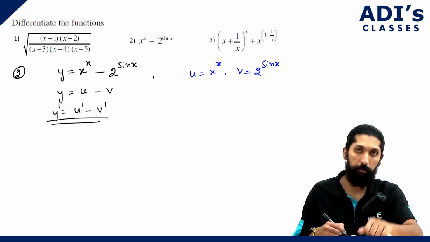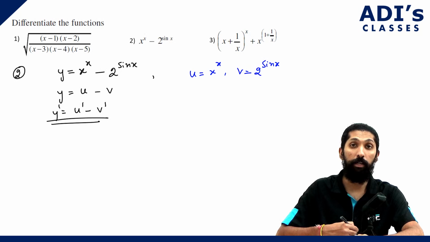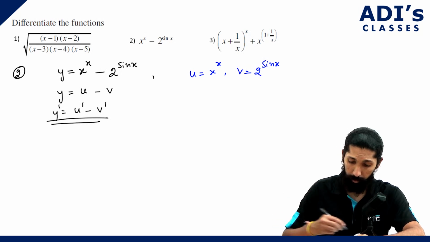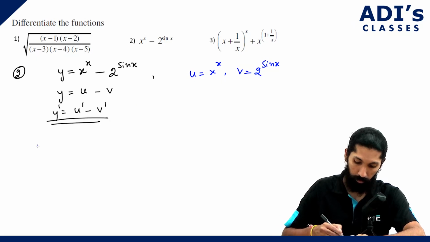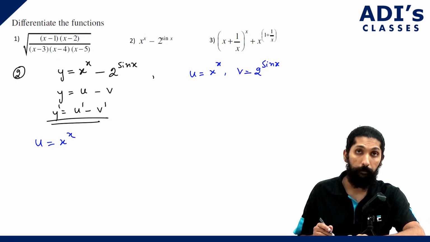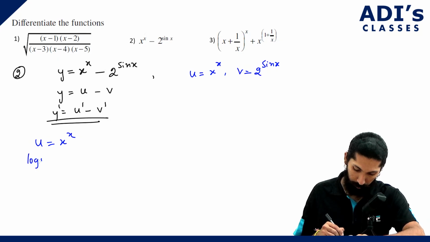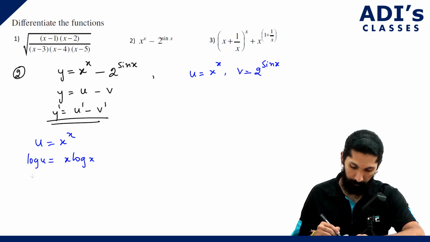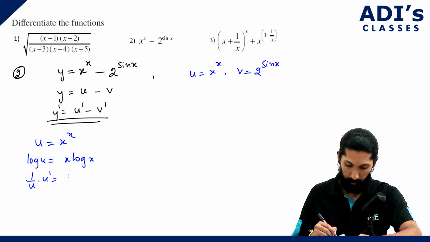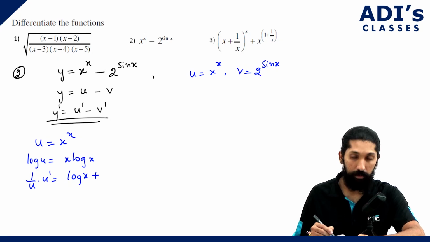Now you need to calculate u dash and v dash, isn't it? So what we are going to do, come here. You have u is equal to x power x, take log. So log u is equal to x into log of x, isn't it? So 1 by u into u dash, derivative, is equal to log x plus x into 1 by x, which is 1.